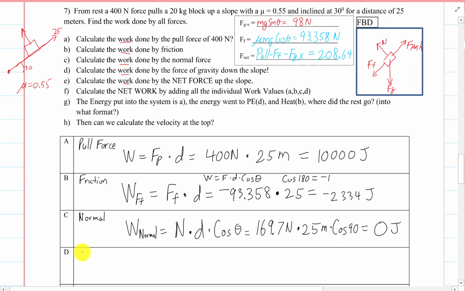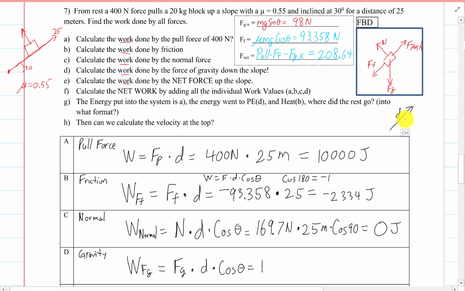Okay, gravity. The work done by gravity, D. So the work done by the force of gravity is the force of gravity times the distance times the cosine of the angle. Okay, and when we put in 100 and now that's the cosine of the angle between the distance moved up. So that is the direction.